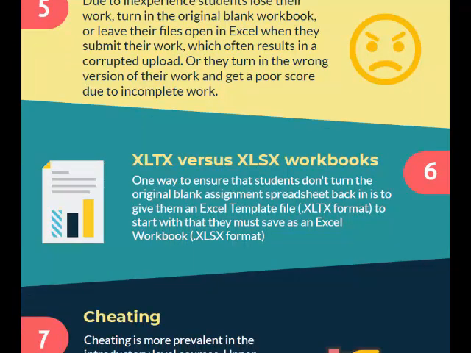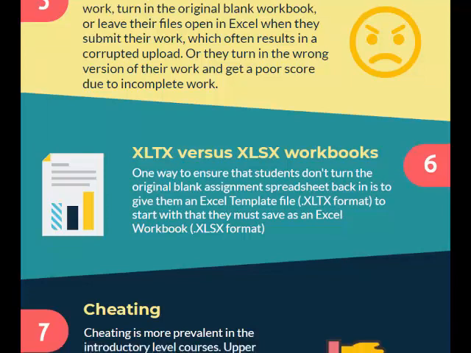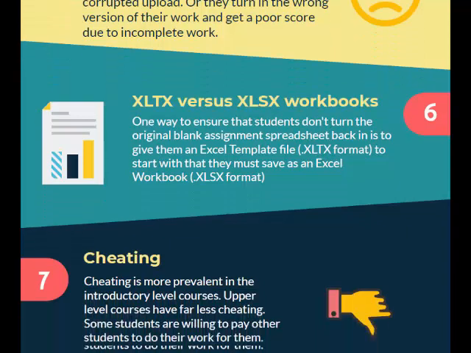Now, when we look at ways to help them not turn in the wrong file, one approach I use is to save spreadsheets as an XLTX file. That's an Excel template file. We can do that on the File menu under Save As. And whenever they open the template file, if they double click on it, it will create a new worksheet that they have to save as a new name. Or you can include instructions that tell them they have to save it as an Excel workbook, and that way it minimizes the risk of them turning the blank workbook back in again.